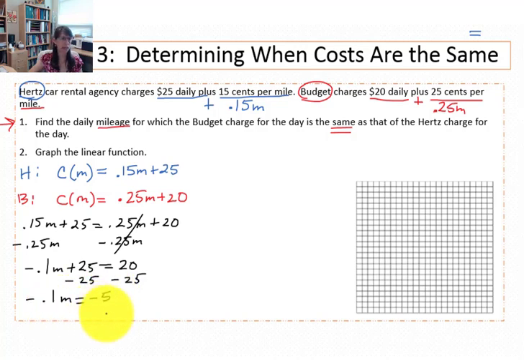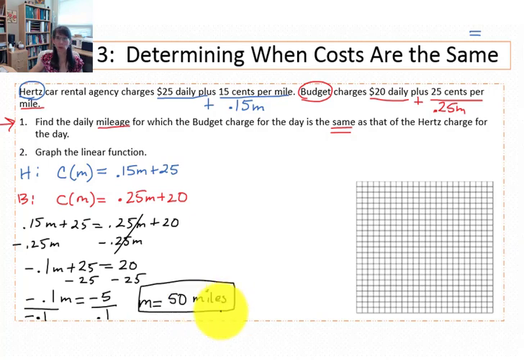Now don't worry about the negatives because in our next step they will be eliminated because I'm going to divide by negative 0.1 on each side of the equation. Now that gives us M equals 50. M, remember, is miles. So this translates as when you travel 50 miles, the cost for car rental would be exactly the same for Hertz and budget.